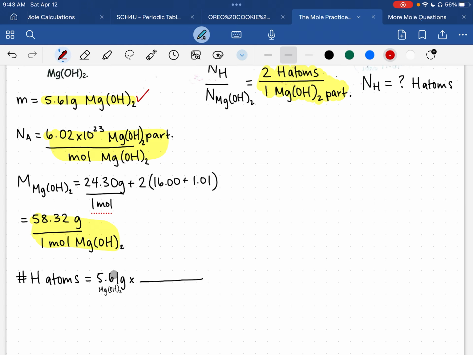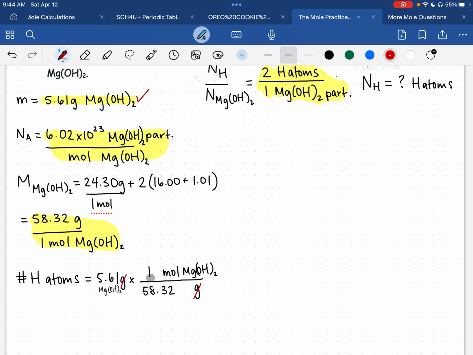So we want to make it so that we're canceling out that grams. So we want the grams here to be in the denominator, just like we did previously. So let's get the grams in the denominator, which means that moles will be in the numerator. Moles of Mg(OH)2. And it's 1 mole of Mg(OH)2, and 58.32 goes in the denominator. 58.32 grams of Mg(OH)2. So now we are canceling grams with grams, and what's left over on top is number of moles. Is that what we're looking for?